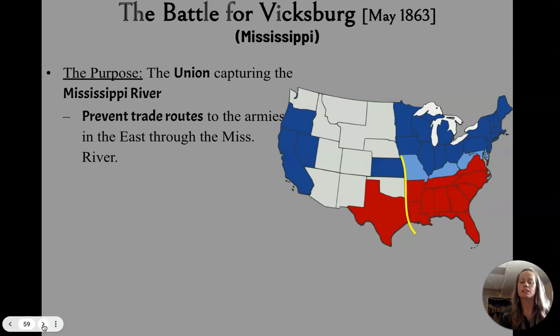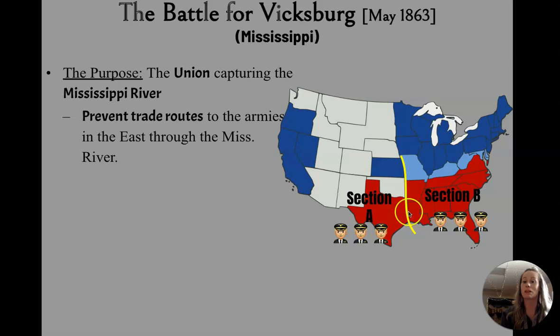This is going to prevent trade routes to armies in the east through the Mississippi. Remember, we want to divide this section. Texas is a Confederate state at the time, but it has all of the cattle and natural resources. And so if you can cut this eastern part of the Confederacy away from Texas, then you're pretty much starving the troops that are there. And they don't have resources. If you don't have resources, you're not going to win a war.